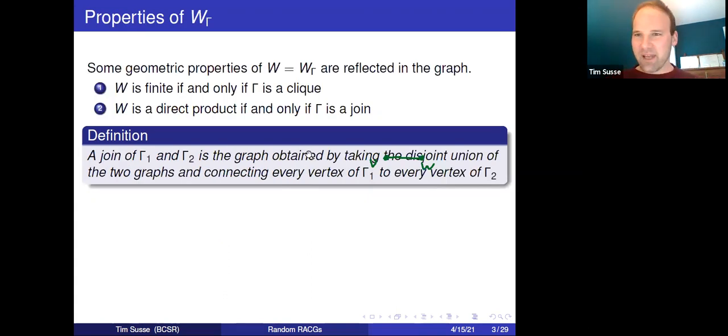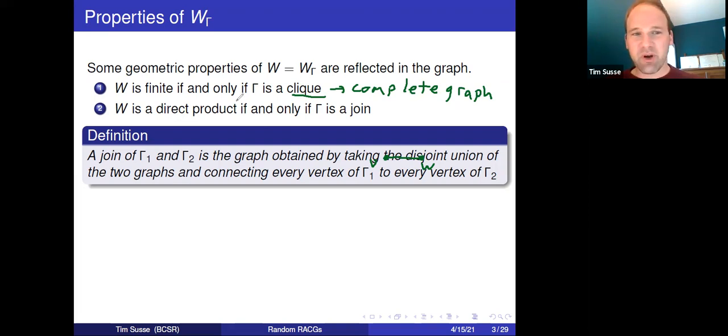And so since we have a bijection between graphs and groups, we would hope that geometric properties or algebraic properties of the group are reflected in the combinatorial properties of the graph. Some examples of this: the right-angled Coxeter group is finite if and only if gamma is a clique. By clique, another word for that is complete graph, so that every pair of vertices spans an edge.